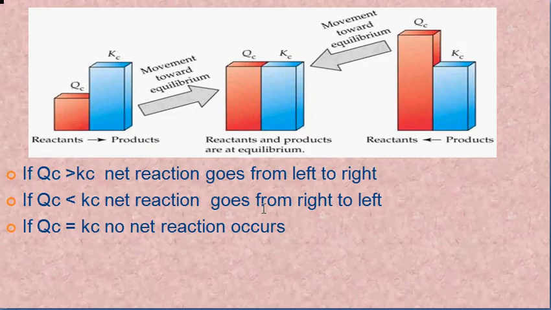Let's see with the help of the graph. Kc is greater than Qc in the first graph. In the second graph, Qc is equal to Kc, while in the third graph, Qc is greater than Kc. So you can see the movement towards the equilibrium. Okay. So if Qc is greater than Kc, the net reaction goes from right to left, and if Kc is greater than Qc, then the net reaction will go from left to right. And if both are equal, no net reaction occurs.